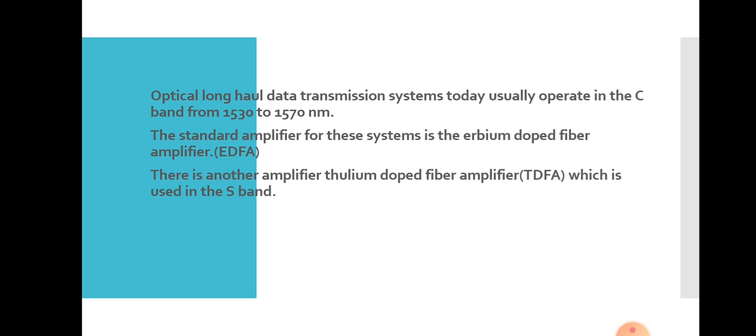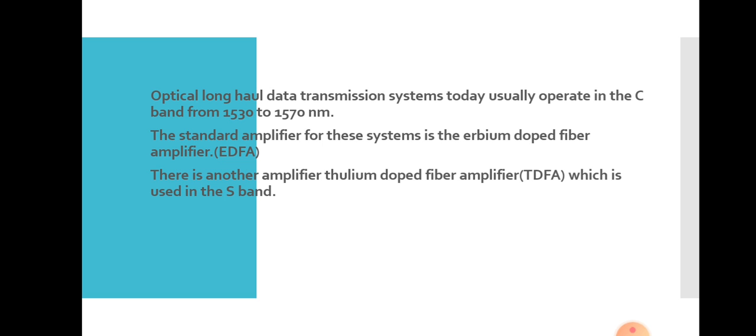In the case of optical long-haul data transmission systems, today we usually operate in the C band, that is, its wavelength ranges from 1530 nanometer to 1570 nanometer. The standard amplifier for these systems is the Erbium doped fiber amplifier or EDFA, and this provides more gain. For high data rate links, dense wavelength division multiplexing systems with increasing bit rates per channel and decreasing channel spacings are used.